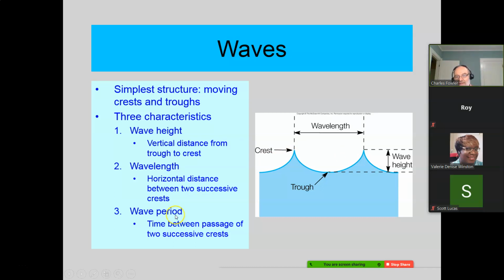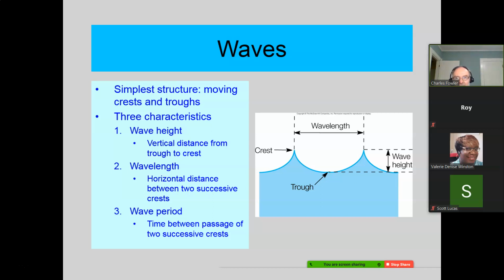Wave period is the time between the passage of two successive crests. Remember, waves are always in motion. So if you fixed a point right here and you had a crest come by, you started the clock right when that crest passed and waited for the next crest to come along, that would be the wave period. That's a time measurement, not a distance measurement. The time between the passage of two successive crests at some fixed point. Okay?